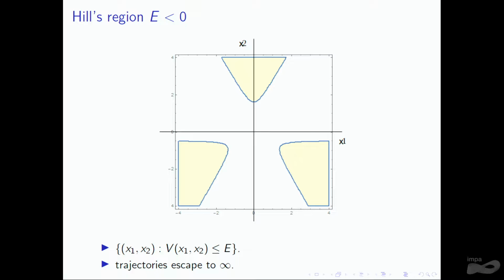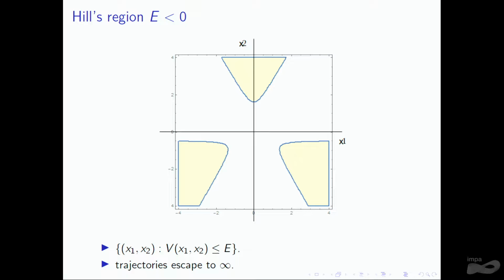And we have the following situation. For negative energies, the Hills region has 3 unbounded components here. And the dynamics is very simple in this case because the solutions come from infinity and go back to infinity. There's nothing really interesting to understand in the dynamics. For negative energy, nothing really happens here.